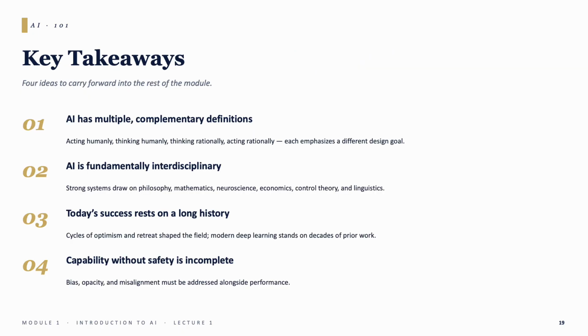Let's review the main ideas from today's lecture. First, AI can be understood through multiple perspectives, including acting humanly and acting rationally. Second, AI is interdisciplinary and combines ideas from many fields. Third, modern AI is a result of decades of progress and lessons learned from both successes and failures. Finally, safety, ethics, and alignment are just as important as technical performance. These principles will guide our future discussions throughout the course.